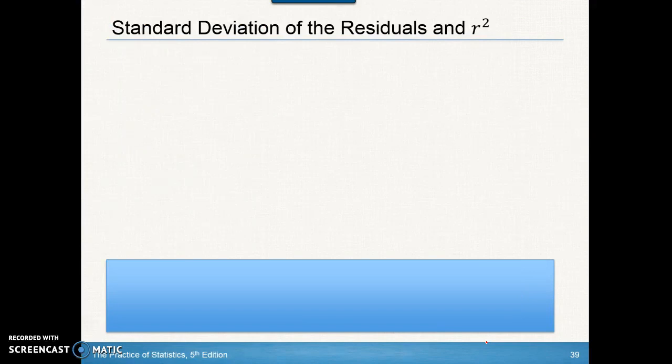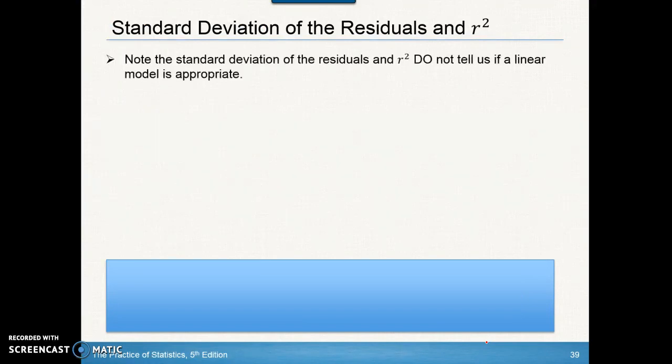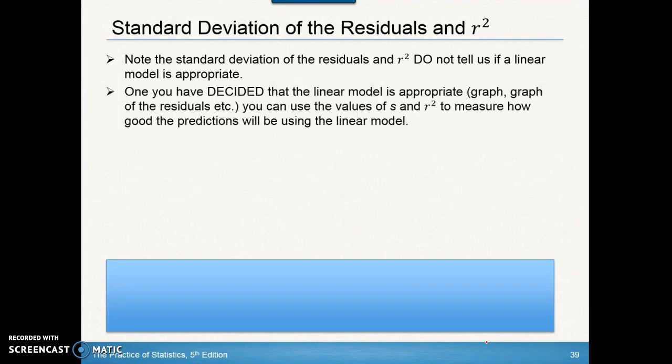Okay, so let's take a look at the standard deviation of the residuals and R squared. Note that the standard deviation of the residuals and R squared do not tell us if a linear model is appropriate. We still have to graph. You have to graph them.